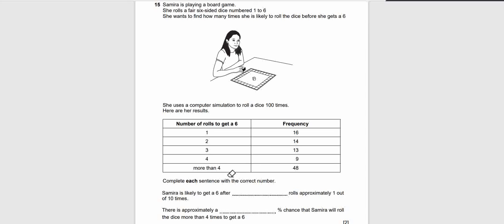Question. Complete each sentence with the correct number. Samara is likely to get a 6 after how many rolls? Approximately 1 out of 10 times.